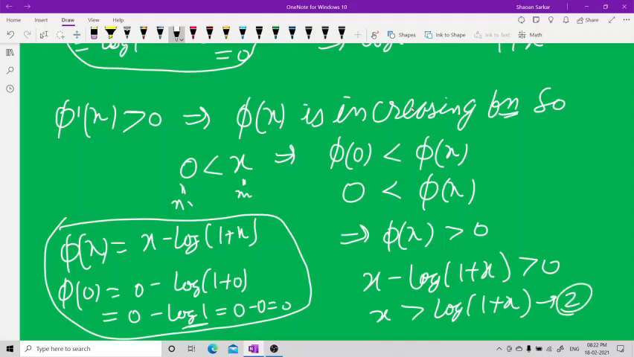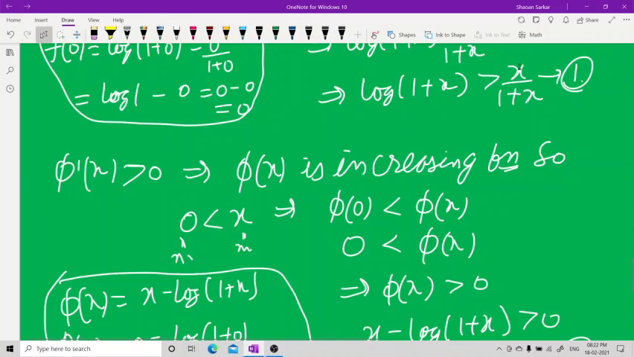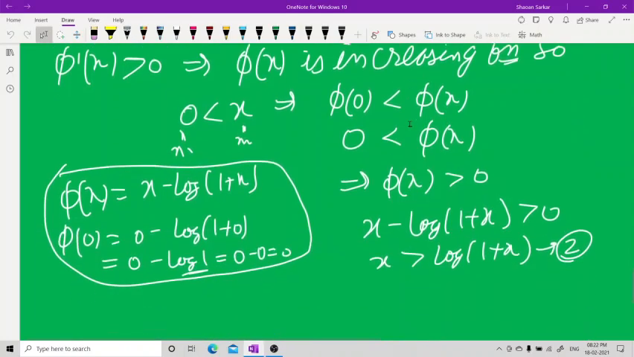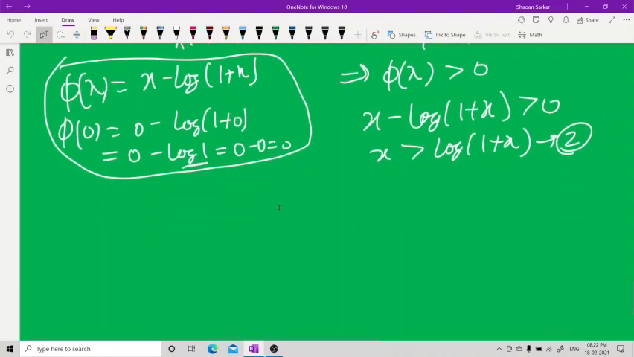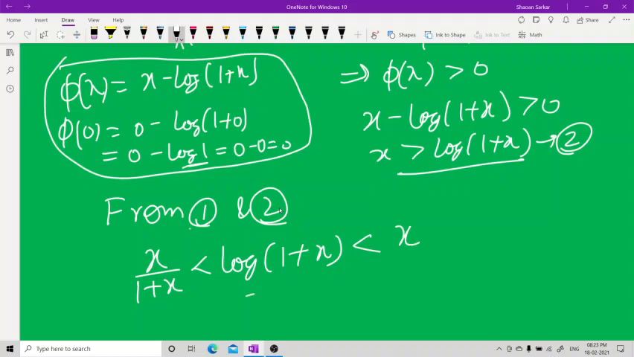You can see one thing. x is greater than log 1 plus x, and log 1 plus x is greater than x over 1 plus x. Therefore, from 1 and 2, see, from 1 I got x upon 1 plus x less than log 1 plus x. This was equation 1. Now from here, I get log 1 plus x is less than x. So this is proved.